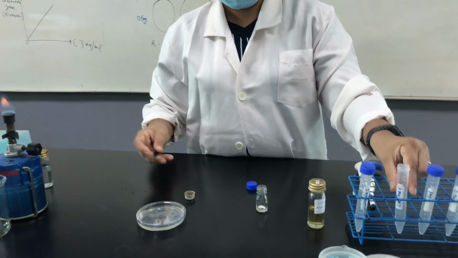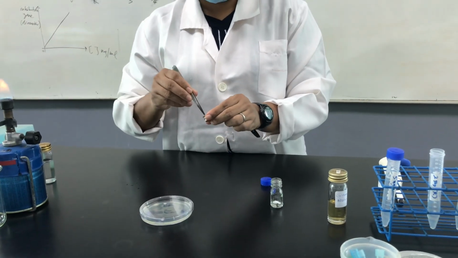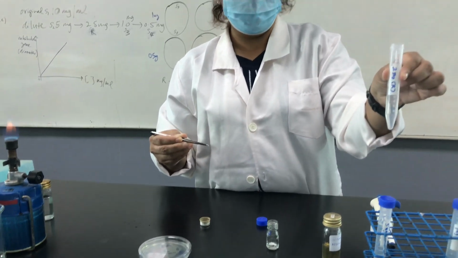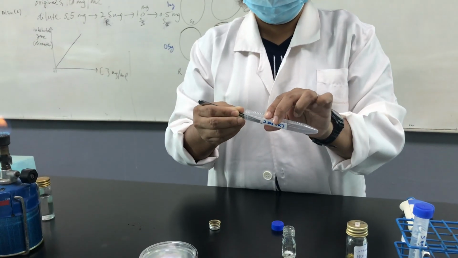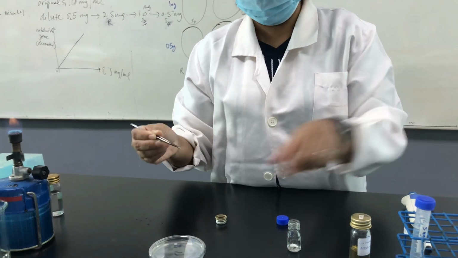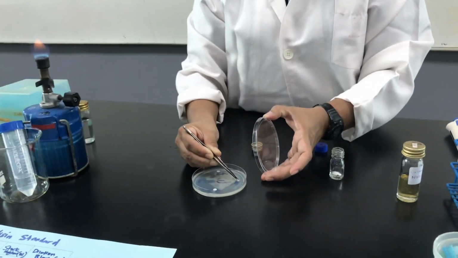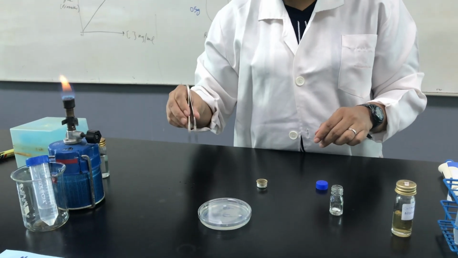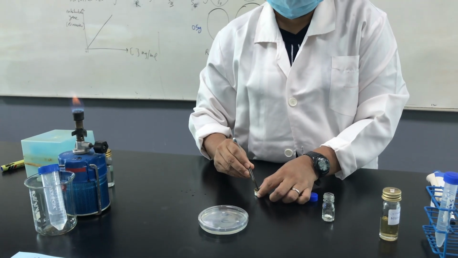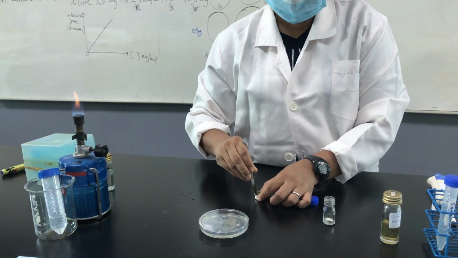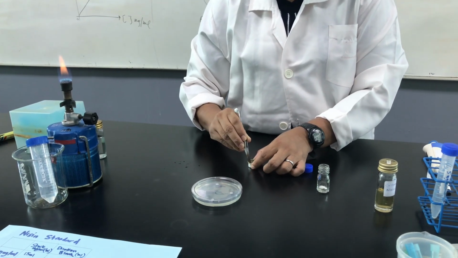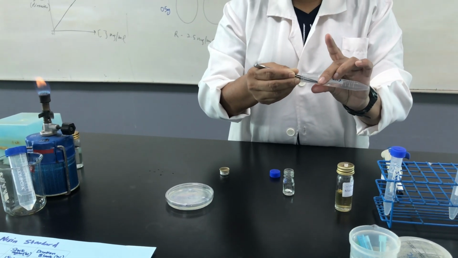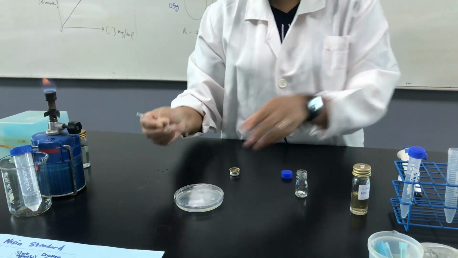Okay, this is R. Same way as we did for the S. Okay, so we take the paper disc, but at this time we dip it into the R, which is 2.5. This is for R, just like the S. This is the second disc.